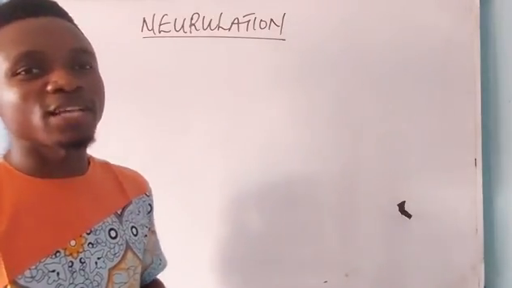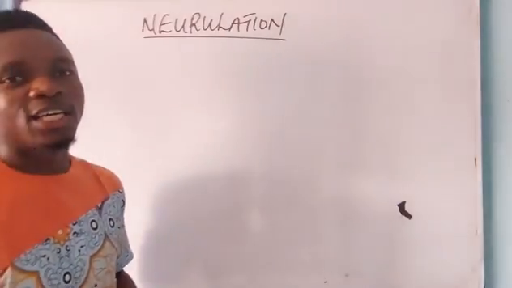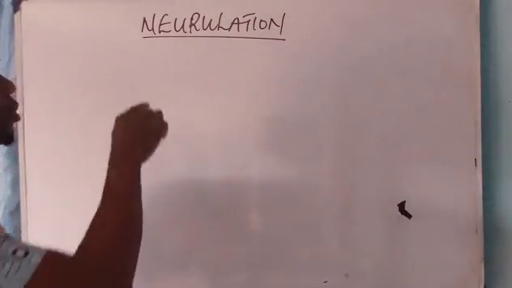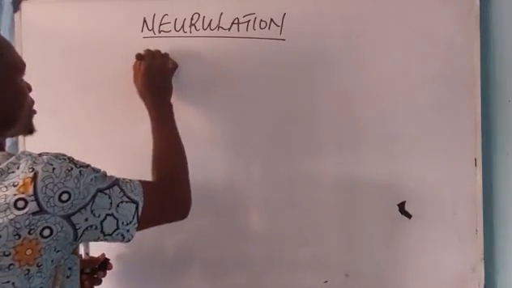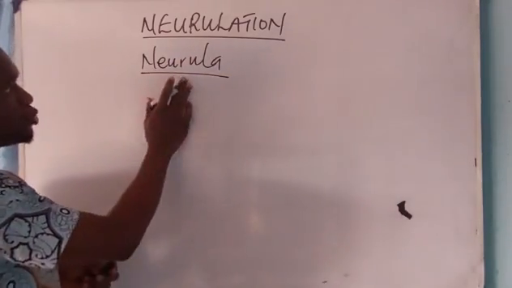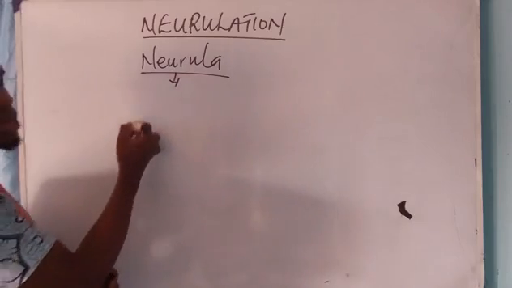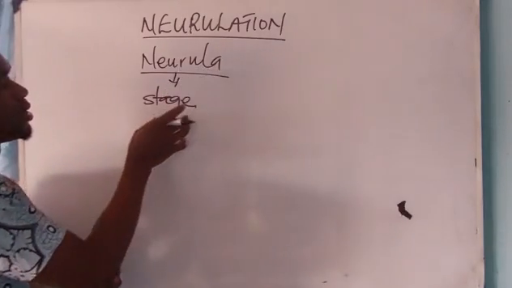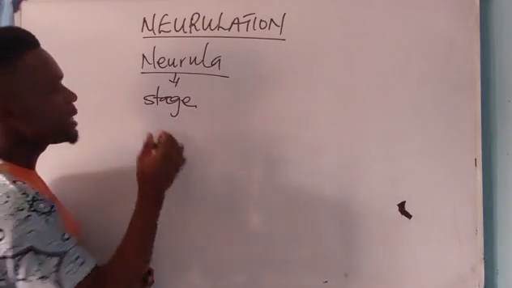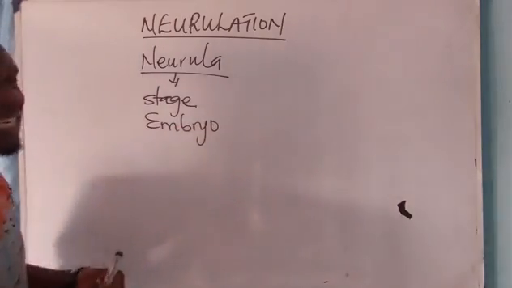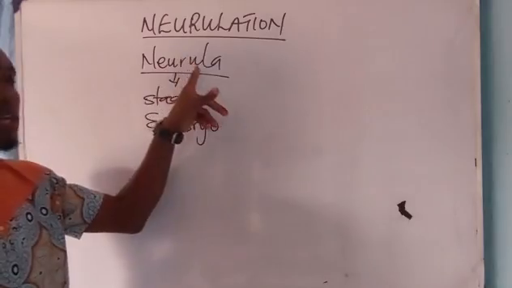In our previous class we discussed gastrulation, and in today's class we're discussing neurulation. The word neurulation is from the term neurula. Now neurula is a stage, right? Neurula is a stage in the development of what? An embryo. It is a stage in the development of an embryo.